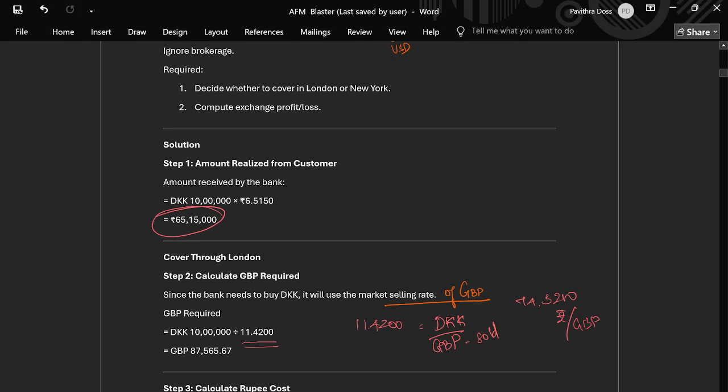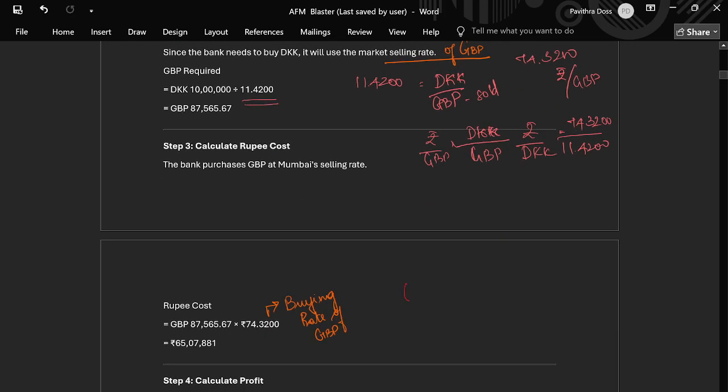Okay, rupee per GBP. So what do we have now? We have rupee per GBP, and we have DKK per GBP. But what we need is actually rupee per DKK. So we will invert this quote, which means we will have 74.3200 divided by 11.420. So it comes to about 6.5078, or you can write 6.5079.